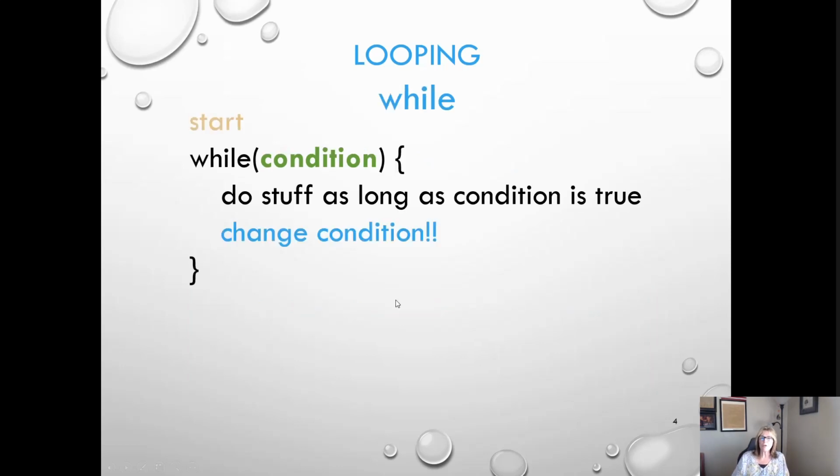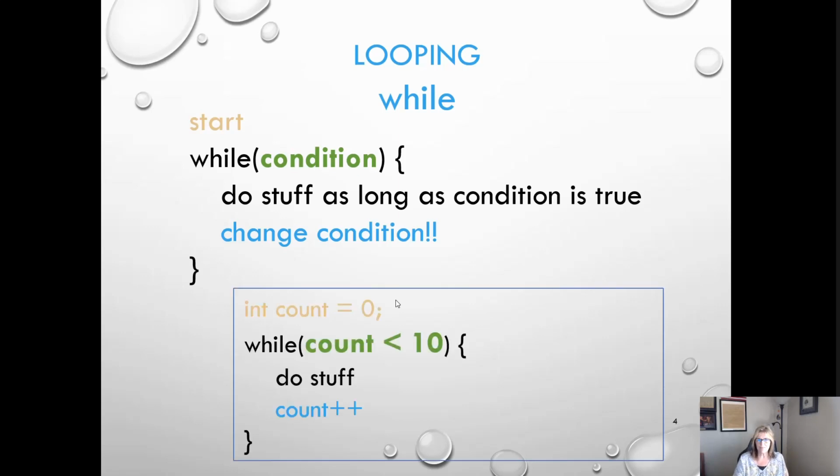The next type of loop is a while loop. The while loop still has some kind of a start value. We're going to check the condition as well, but now we're going to change the condition within the while loop itself. This is an example of what that might look like. We're going to replicate the for loop with this while loop, having some kind of an integer counter variable. The same condition, we're going to loop as long as our counter variable is less than 10. But now, the change of the condition is going to take place inside of the while loop.